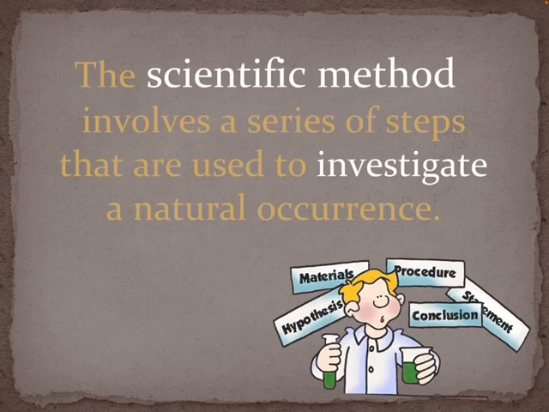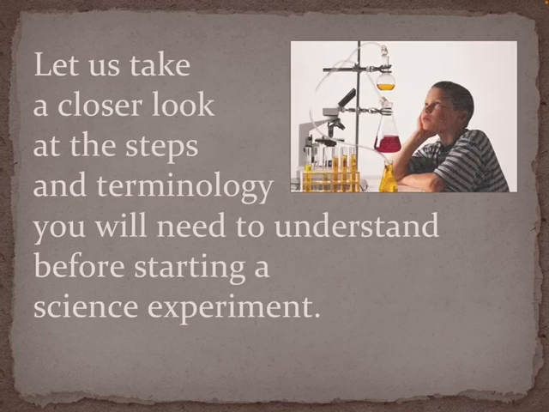So the scientific method involves a series of steps that are used to investigate a natural occurrence. Whenever a scientist, an investigator, wants to research and investigate something that's happening, they would use the scientific method to plan their research. So we're going to take a quick look at the steps that are needed to plan researching something and to plan experimentation before we actually go ahead and get started with planning our own. Just so you know what you're going to be doing.